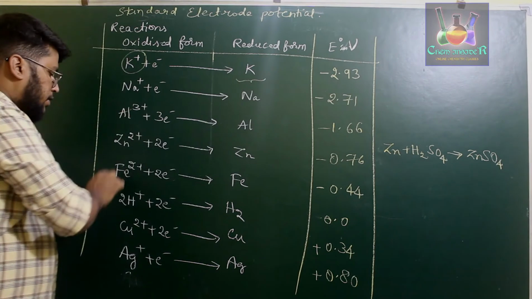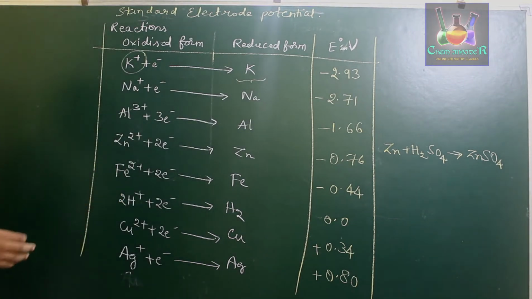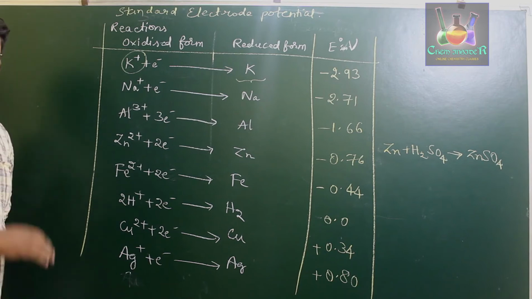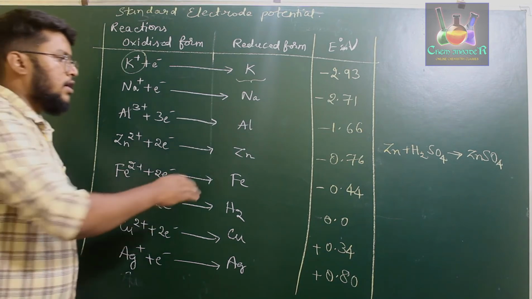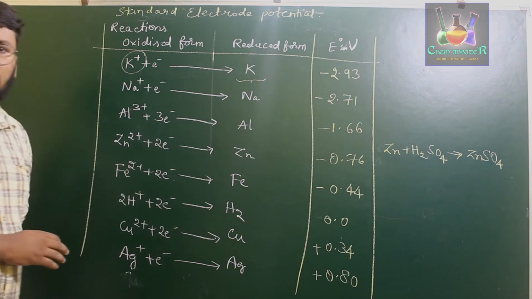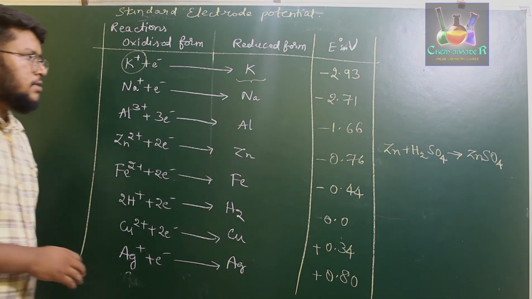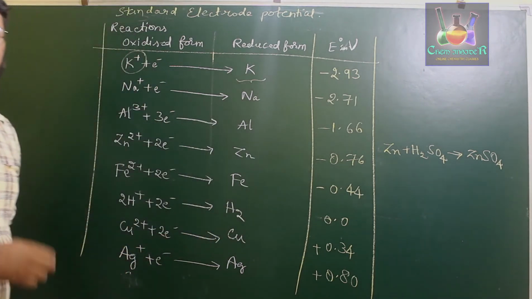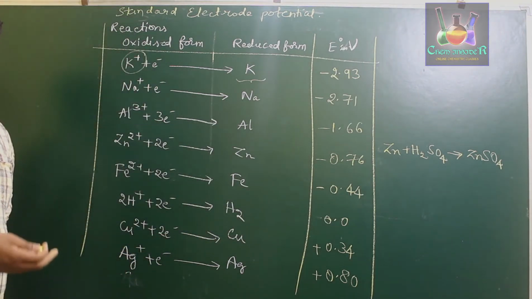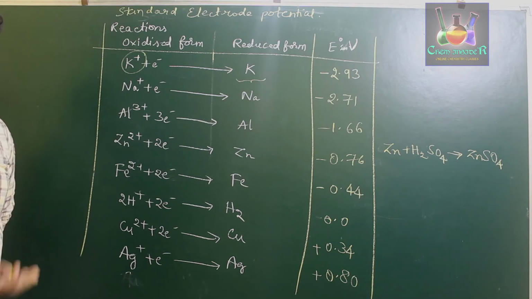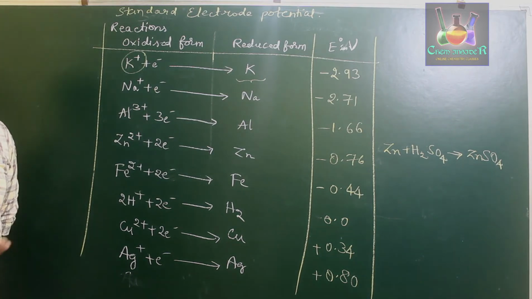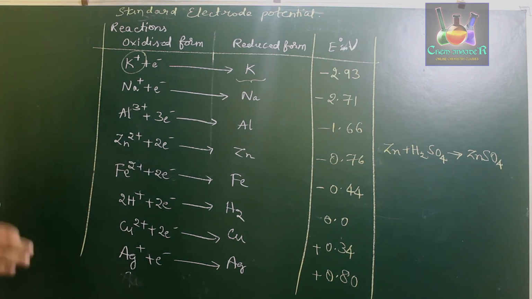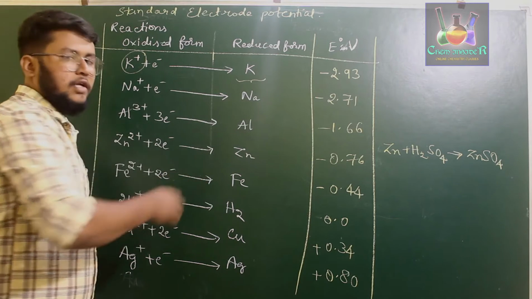For these metals present above hydrogen, they are stable in their metal ion forms rather than their standard metal forms. Therefore these elements have electrode potential with a negative value. That means they can readily lose electrons to form metal ions rather than gain an electron. So these metal ions are stable when compared to the metal itself.